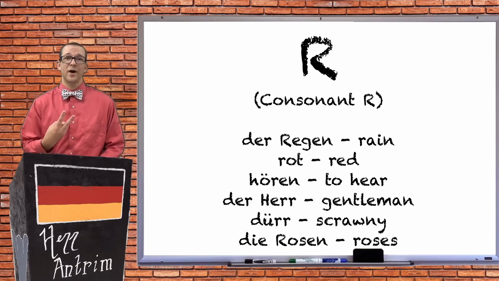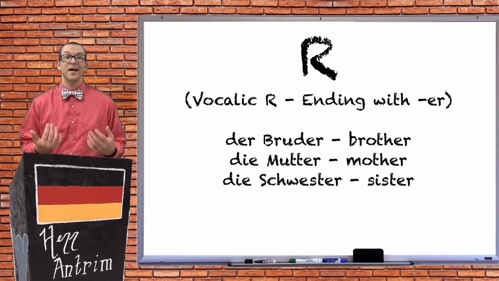I'll pronounce these words twice instead of just a single time like I did with the other examples to show you that you can choose between harsh and not harsh. Regen, Regen. Rot, Rot. Hören, Hören. Her, Her. Dürr, Dürr. Rosen, Rosen.